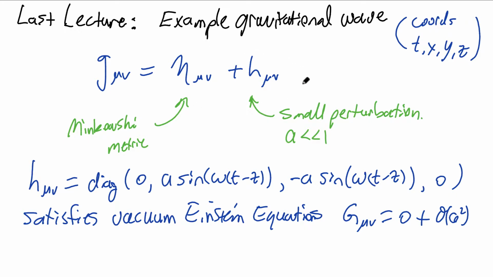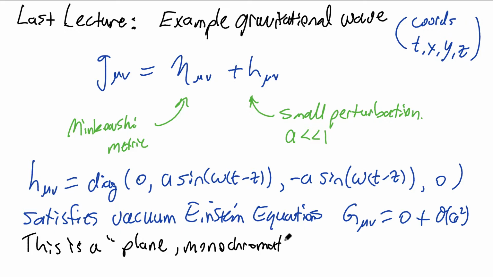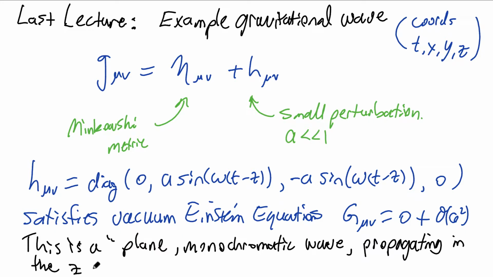And by the way, this gravitational wave example with this metric perturbation h is a plane monochromatic wave propagating in the z direction, with what is referred to as plus polarization.